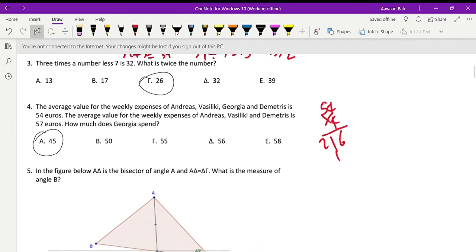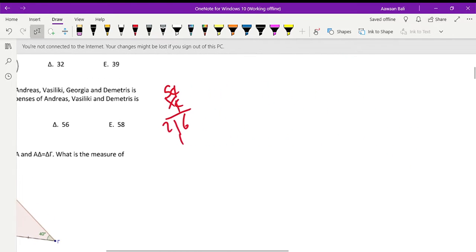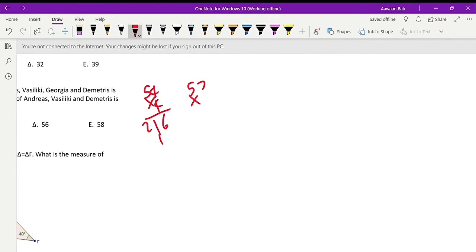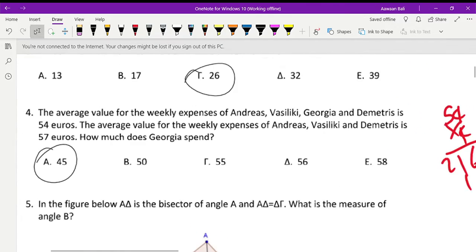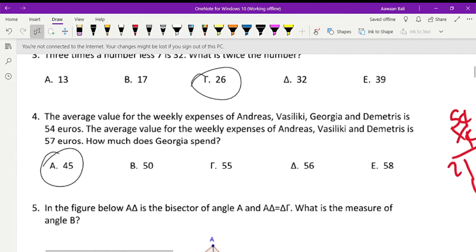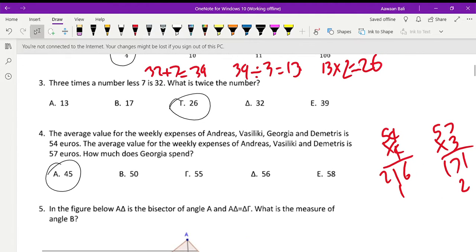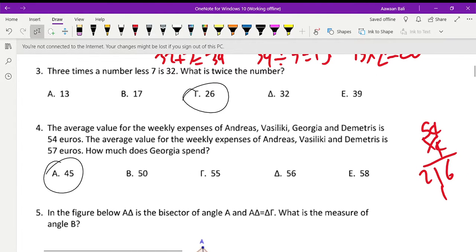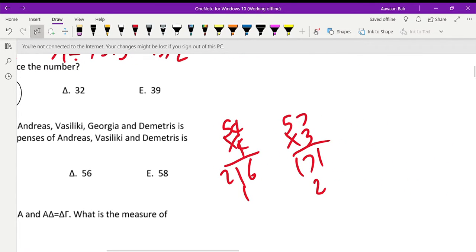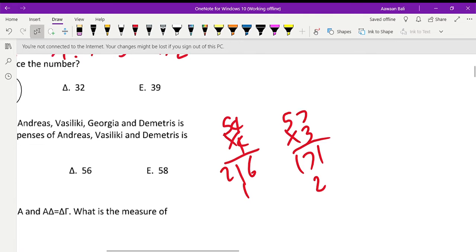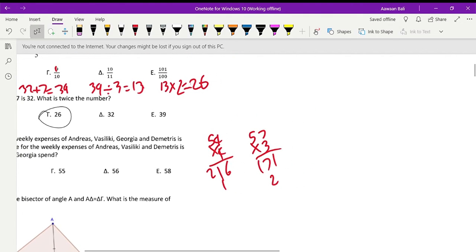Now then we have 3 people with 57 euros, where the average is 57 euros. The reason why we're multiplying by the number of people is because the average is normally the sum of money they have divided by the number of people. So here we're doing the inverse. We multiply the average by the number of people to find the sum of money they have.